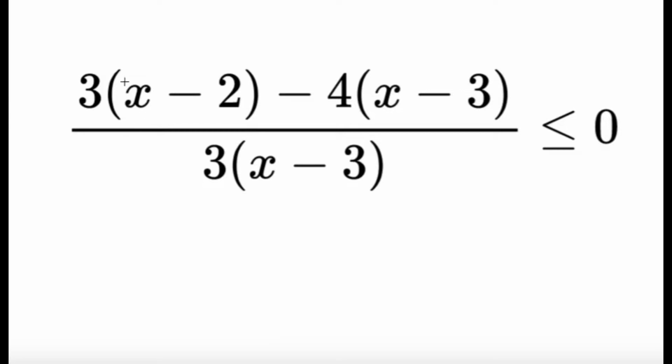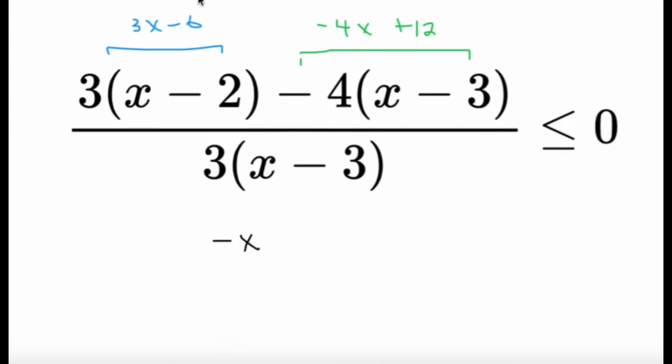Now 3 times (x - 2) gives us 3x - 6. The negative 4 times (x - 3) gives us -4x + 12. So at the top, we get 3x - 4x, which is a negative x, and -6 + 12 giving us a positive 6. And then the denominator is still just 3 times (x - 3), less than or equal to 0.